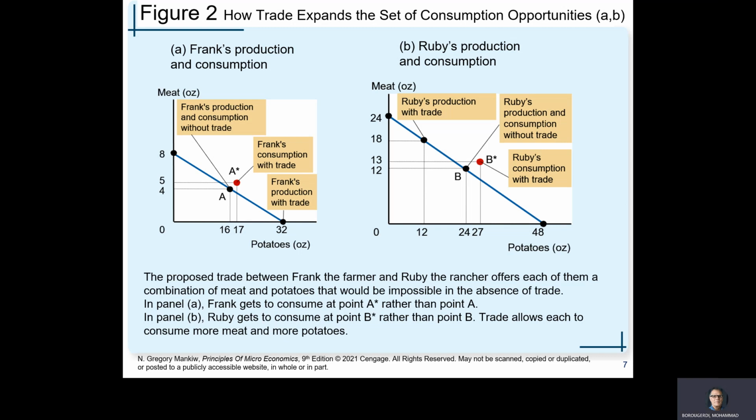Then with the trade, he ends up at A prime, outside of the production possibility curve. Okay, because he gave 15 ounces of potato to Ruby. And let's see where Ruby is going to end up. Ruby did 12 by herself. She got 15 from Frank. She ended up with 27 ounces of potato at point B prime.